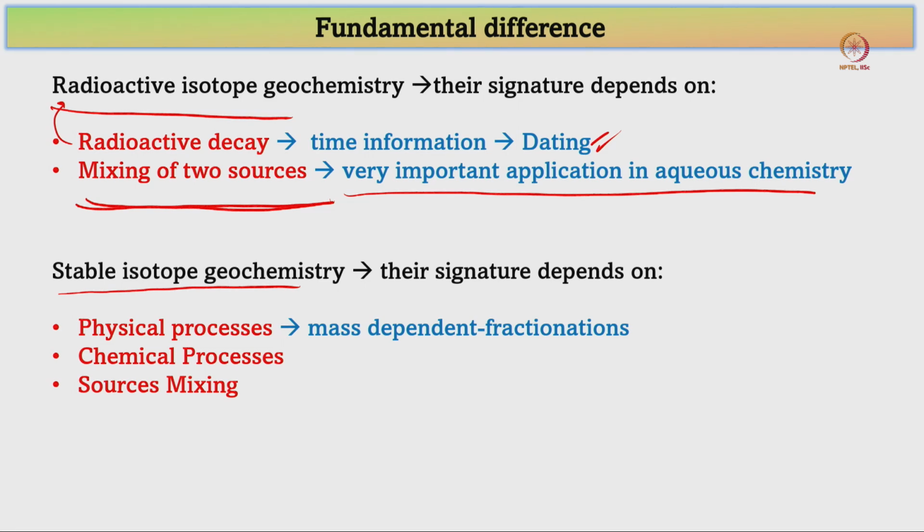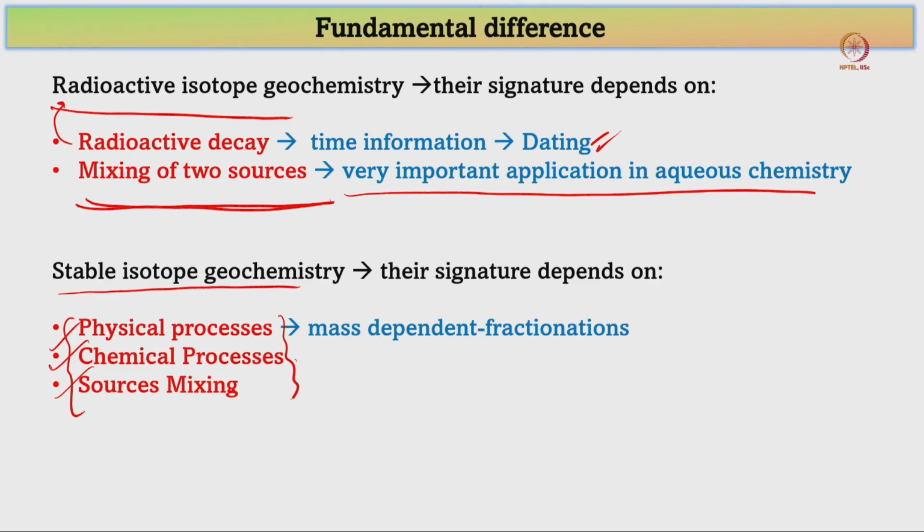Stable isotope geochemistry has rather more applications, because their signature depends on the physical processes, on the chemical processes and the source related mixing. So, we can actually infer all of these from this isotope system. But again you see, with increasing number of processes, the chances of separating it out, whether it is a source mixing, whether it is physical process, whether it is chemical process, also becomes difficult.